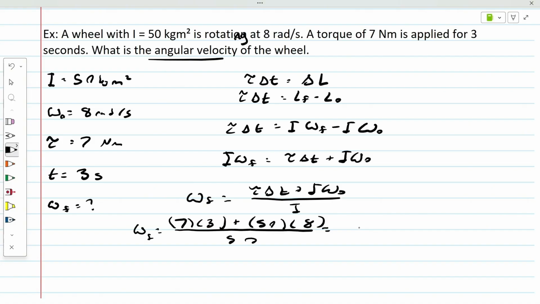And if we plug all this in, we get 8.42 radians per second. And so that'll be our final answer. And so that's how we can use this change in momentum to find the angular velocity.